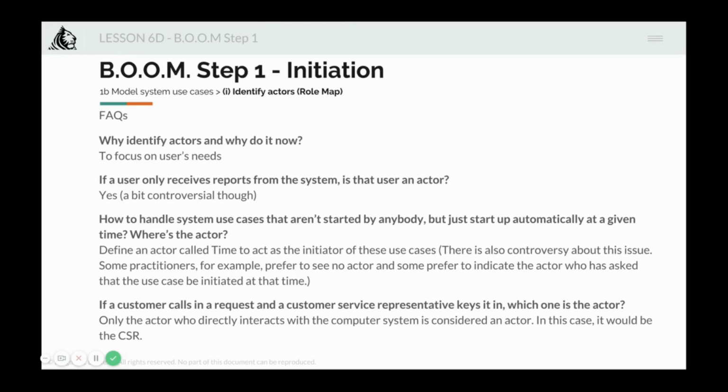If a customer calls in a request and a customer service representative keys it in, which one is the actor? Well, only the actor who directly interacts with the computer system is considered an actor, right? So in this case, it would be the CSR. Okay.